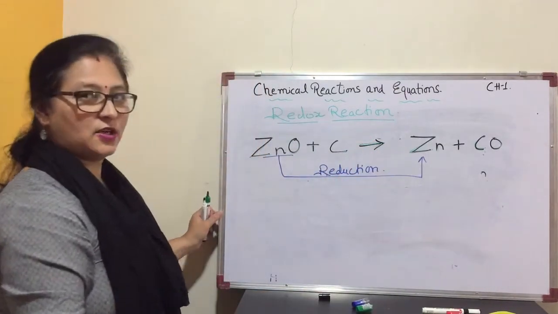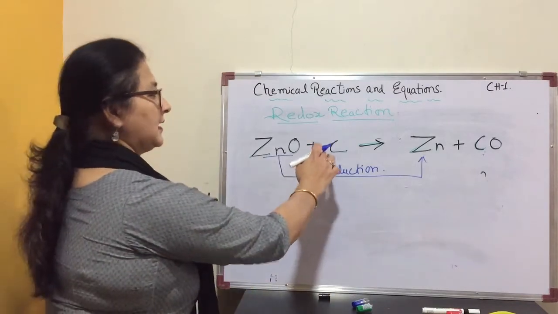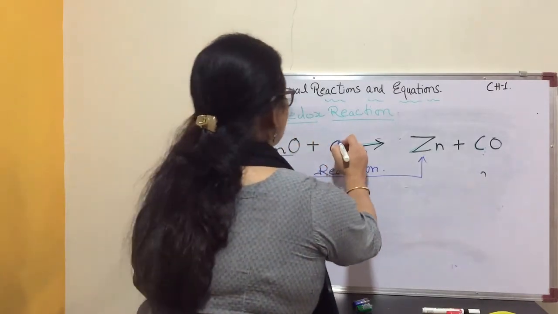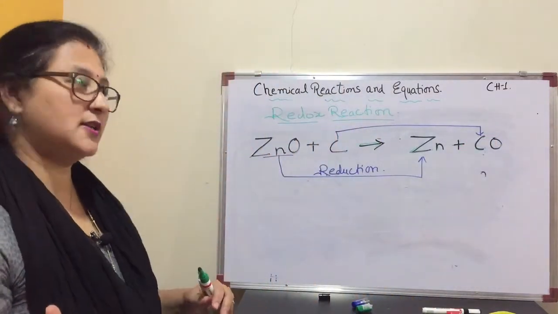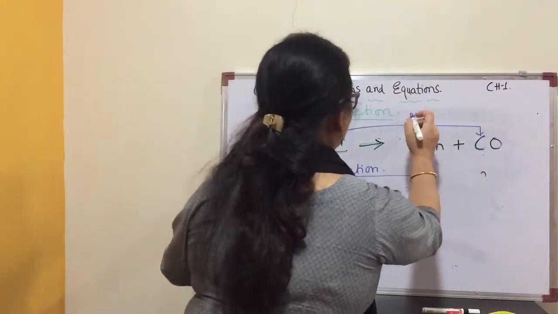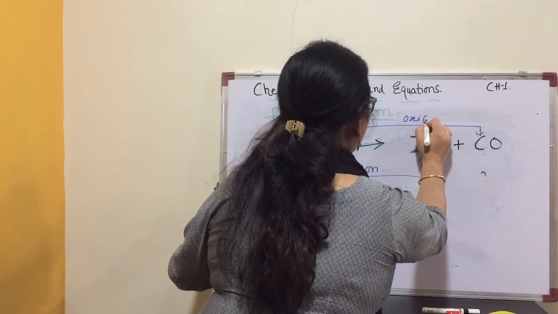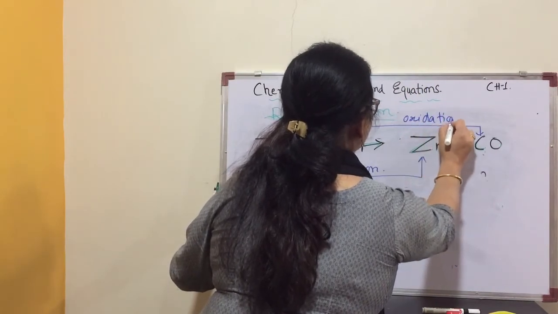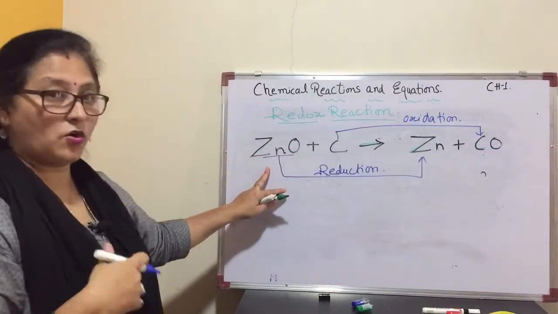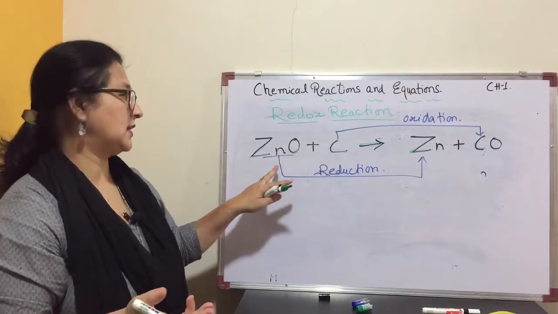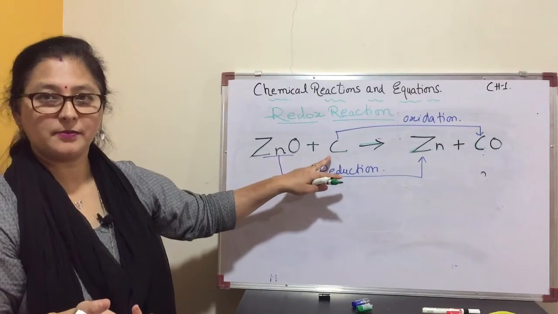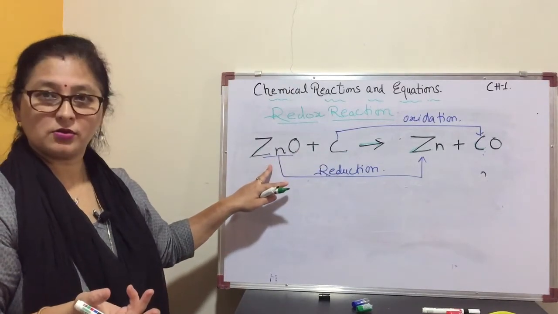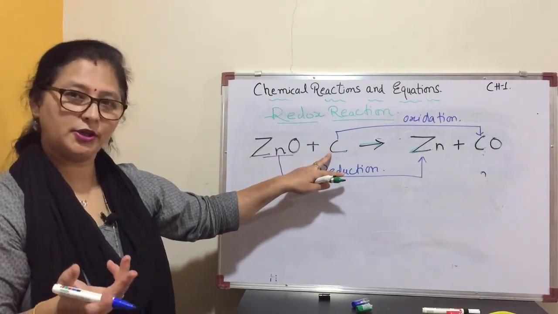Now who is getting oxygen? Carbon is getting oxygen. Addition of oxygen is oxidation. Because zinc oxide is giving oxygen to carbon, it is the oxidizing agent. And because of carbon, zinc oxide is losing oxygen, so carbon is the reducing agent.